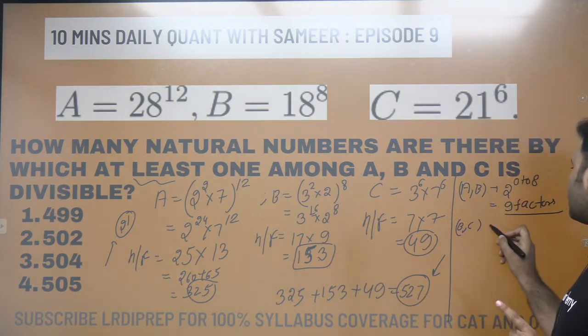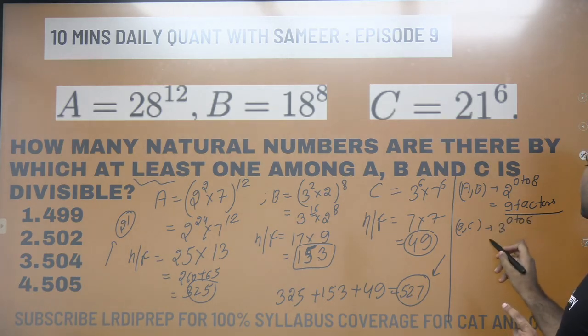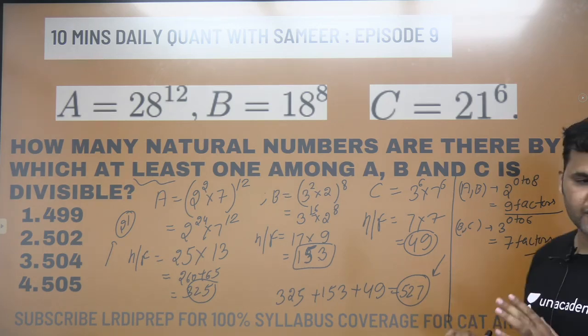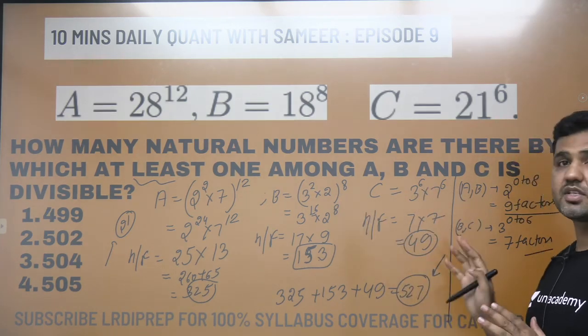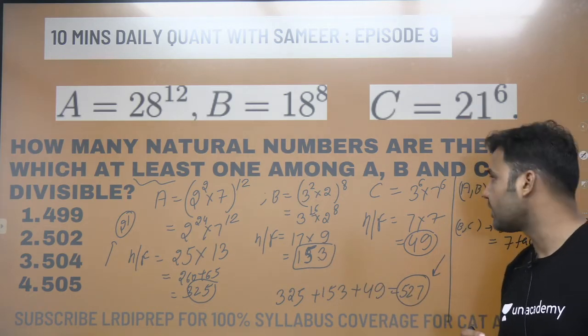So any factor that you are making with the power of 3 from 0 to 6, that means total 7 factors, will be those factors which are the factors of both of these two numbers, that means B and C, which have been counted twice. It has been counted over here as well as counted over here.